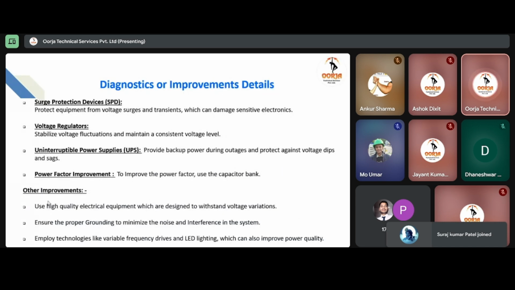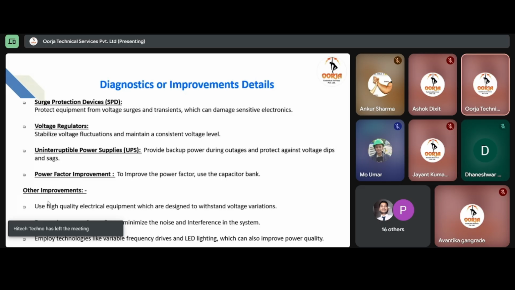Surge protection devices protect equipment from voltage surges and transients, which can damage sensitive electronics. Voltage regulators stabilize voltage fluctuation and maintain a consistent voltage level. UPS provides power during outage and protection against voltage dips and sags. Power factor improvement: to improve the power factor, use a capacitor bank.